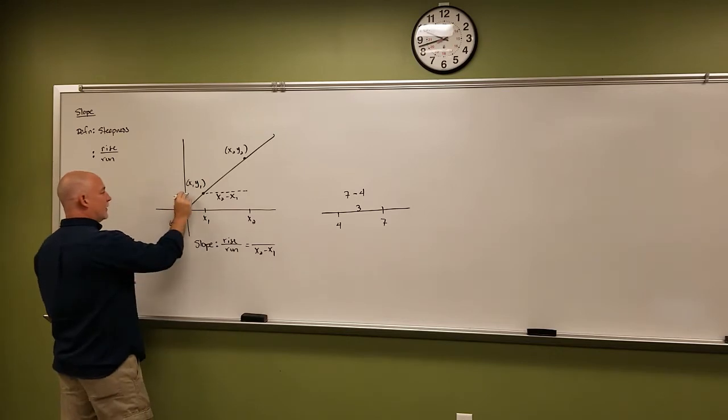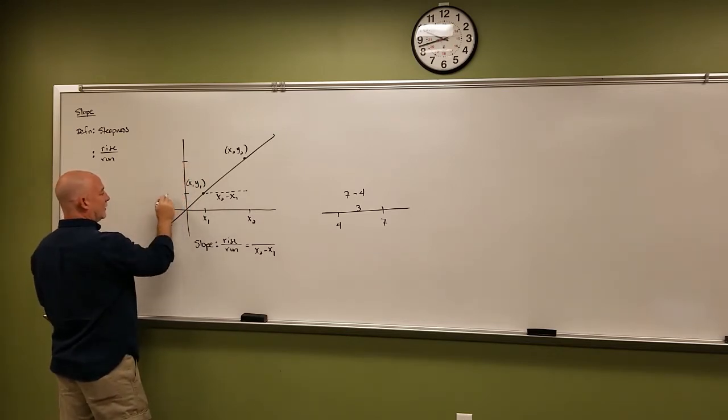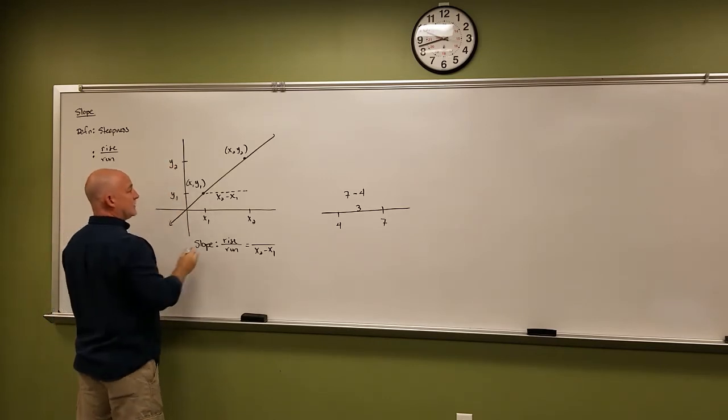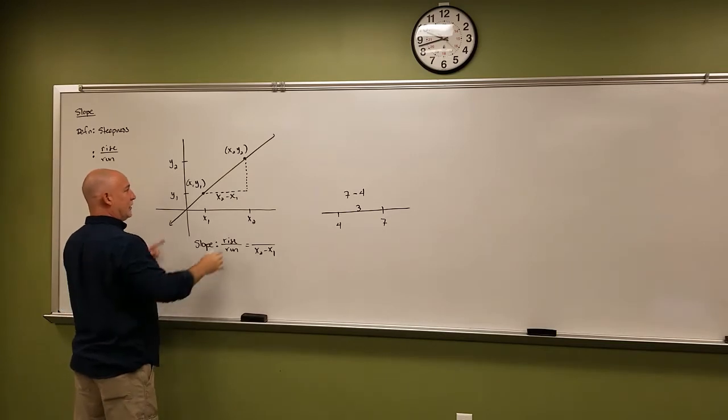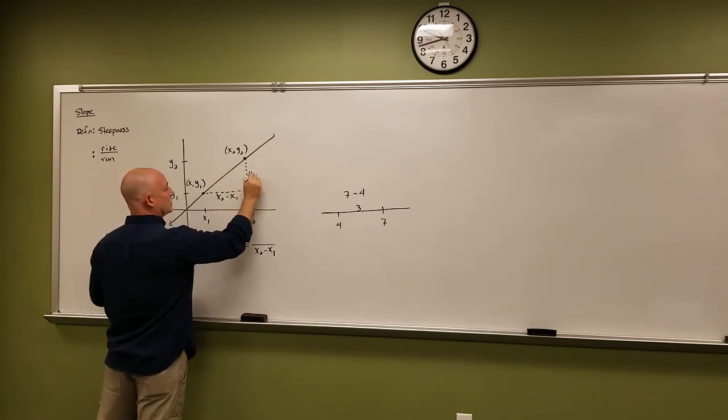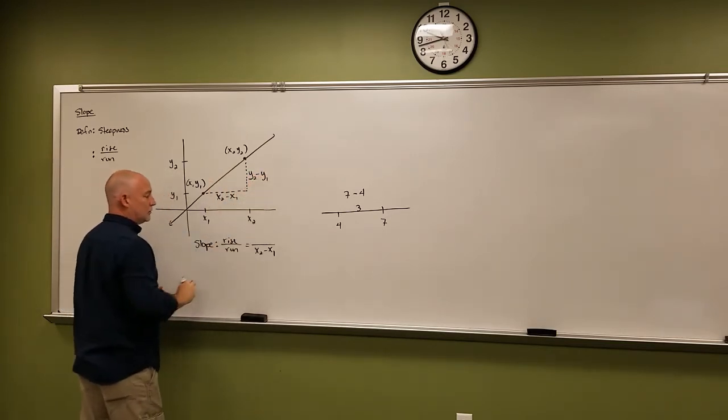Now rise works the same way, just turned on its side. The y value for the first point is y1, for the second point is y2. So how far is it from there to there? Well, same thing turned on its side. This would be y2 minus y1.